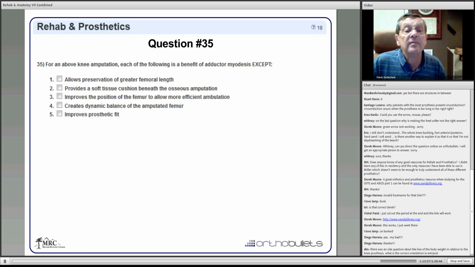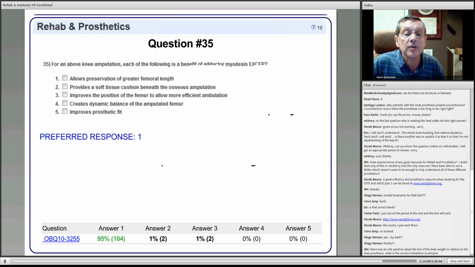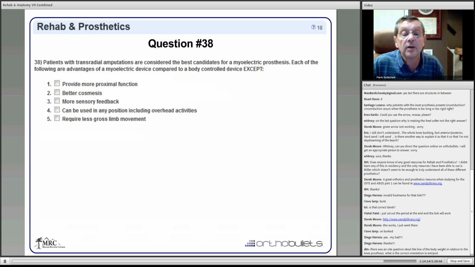For an above-knee amputation, each of the following is a benefit of adductor myodesis except. So we're looking for the wrong answer again amongst those 5 options. The surgery stabilizes the muscle and does provide soft tissue padding at the end and helps maintain the mechanical and shaft axis of the extremity. It also allows for prosthetic fitting. So the incorrect answer here is that it allows for preservation of greater femoral length. That is not correct, and most of you got that answer correct.